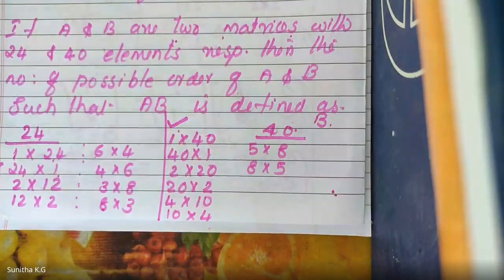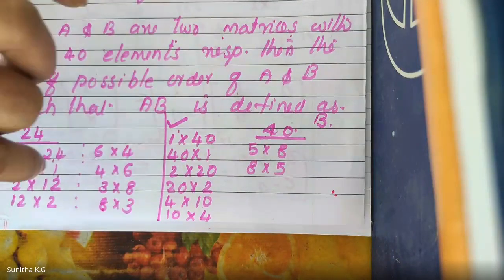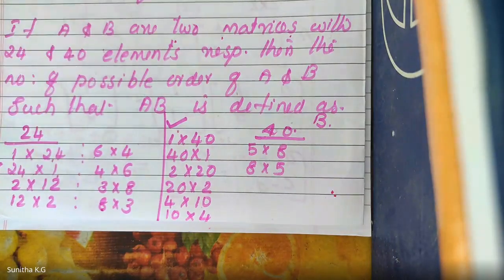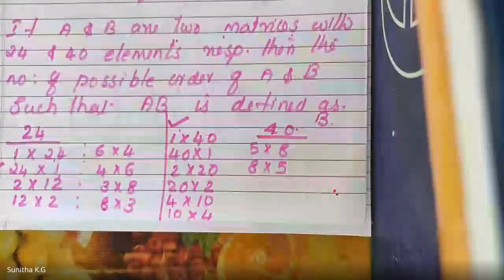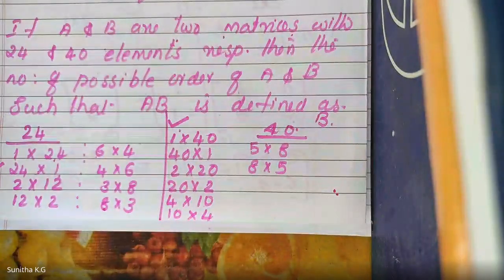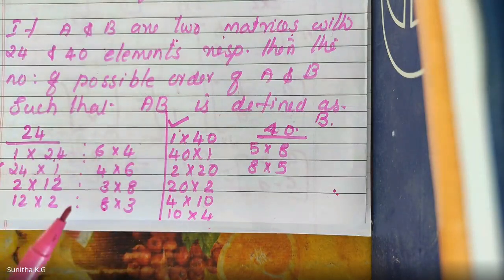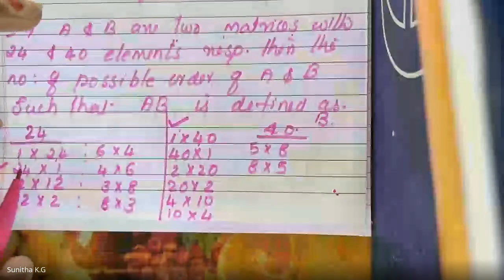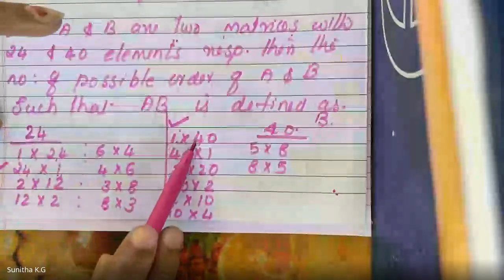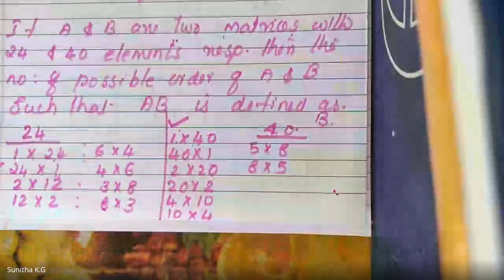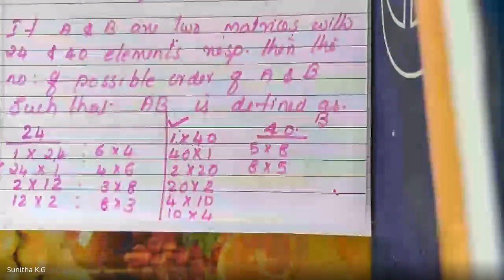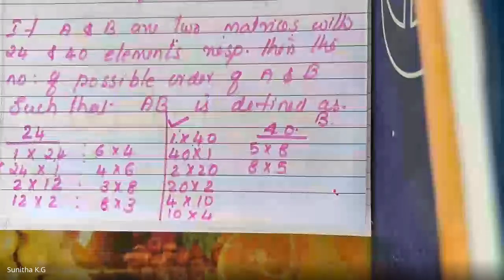A will be of the form 24 by 1. Then B should be of the form 1 by 40. So they are ready to multiply. So AB will be of the form, how do we get the order of AB? A is of the order 24 by 1 and B is of the order 1 by 40. Then AB should be of which order? 24 into 40. Very good.